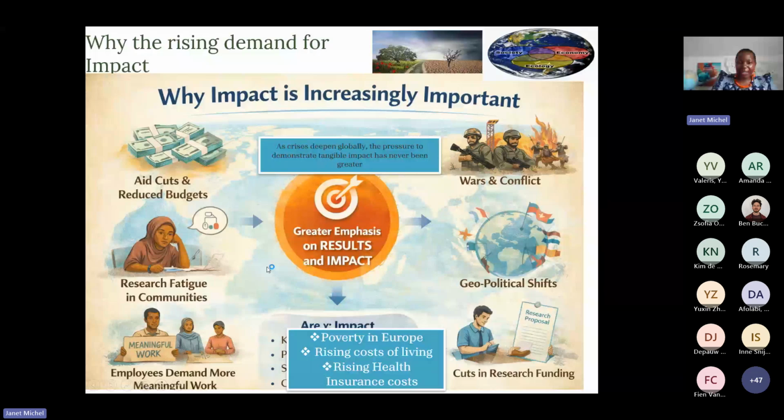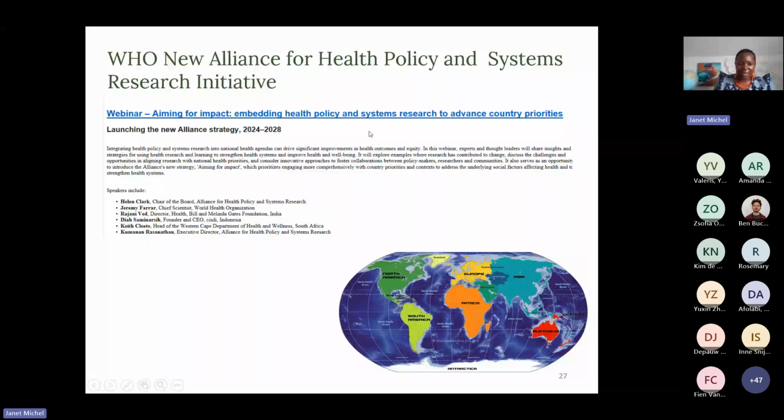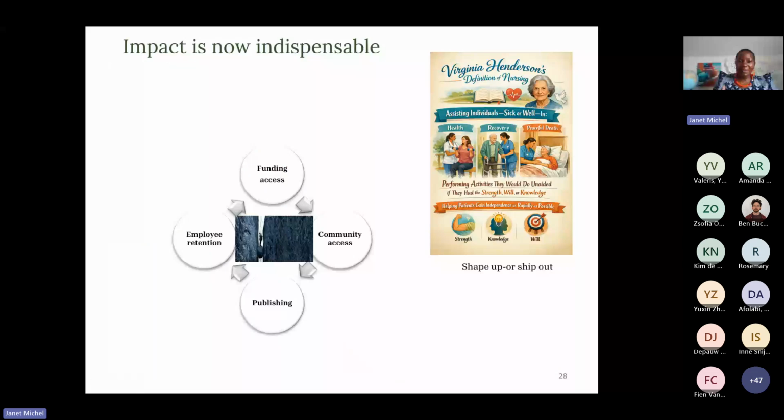This is based on John Kingdon's policy window theory. That means we have the political stream, the problem stream and the policy stream coupling. All these things are working together, creating a policy window. And this is demonstrated by why the WHO Alliance strategy for 2024 to 2028 is saying we all should aim for impact in health policy and systems research. So this makes impact indispensable.